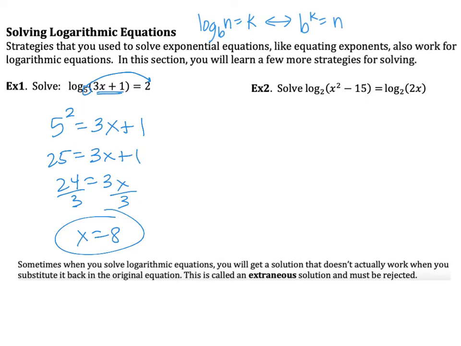So that is my solution. I can plug it in, make sure it works. Right, 3 times 8 is 24, 24 plus 1 is 25, and log base 5 of 25 is in fact 2. Okay, let's look at our second example here.